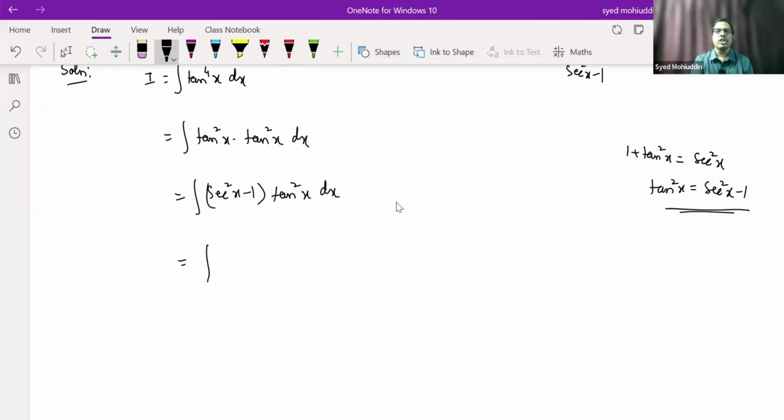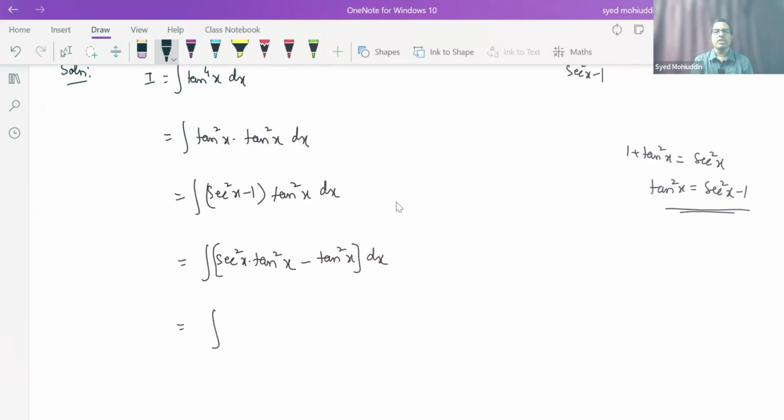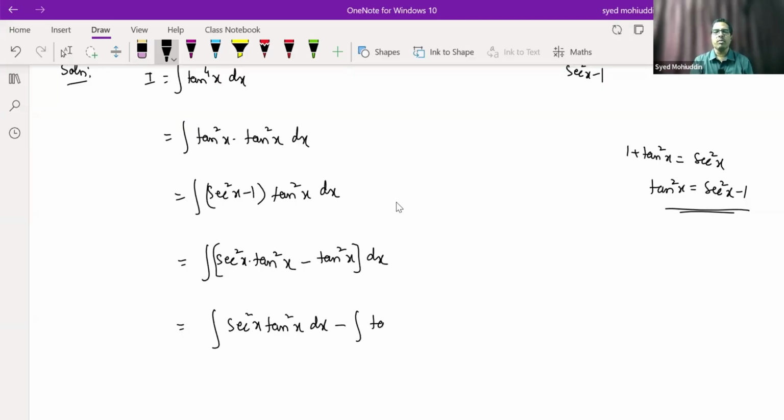Now you can multiply the secant square with tan square. You will be getting secant square of x into tan square of x. Then minus, again you multiply this. 1 times tan square will give us tan square of x times dx. Or further, if you try to integrate this one, it is secant square of x into tan square of x into dx. This is the first integral. Minus the integral of the second integral, which will be tan square of x into dx.